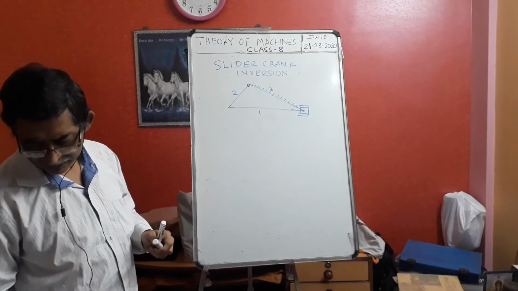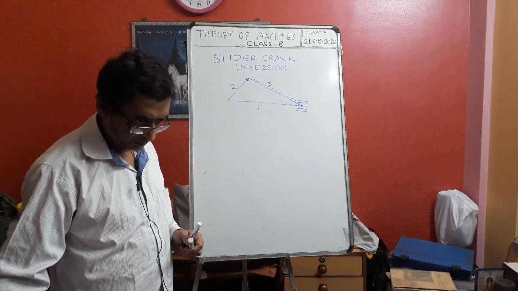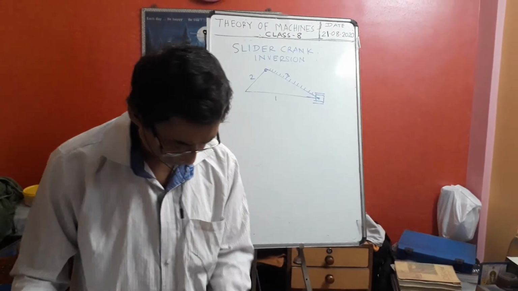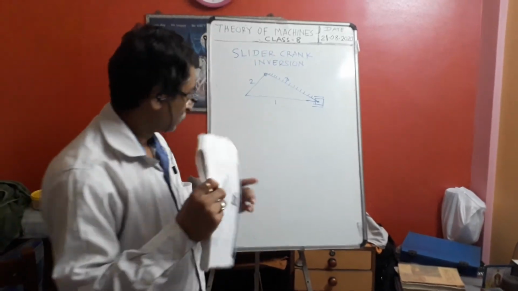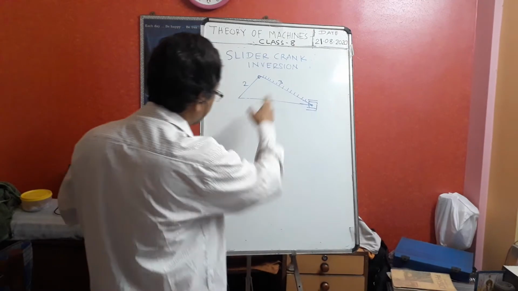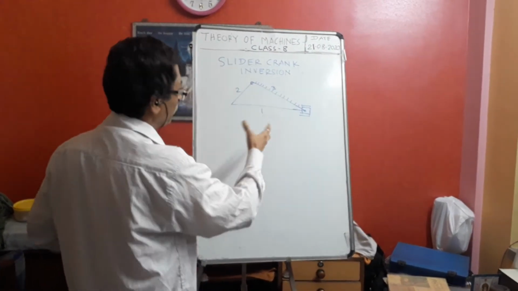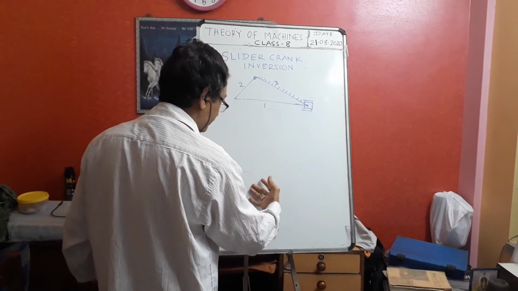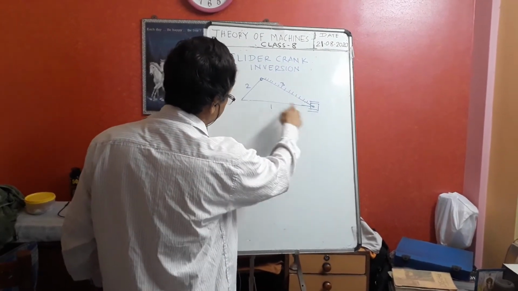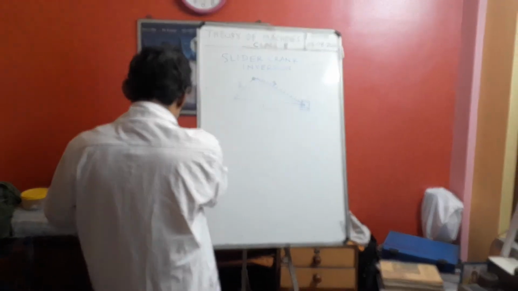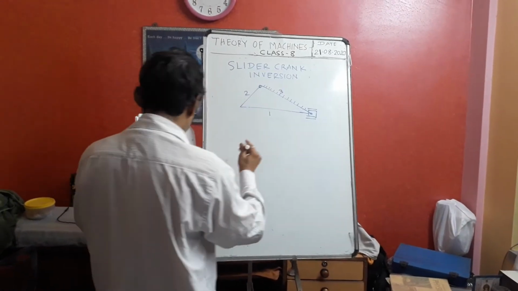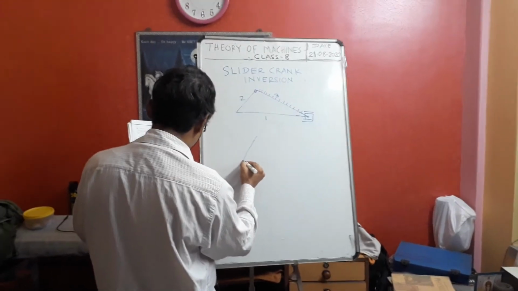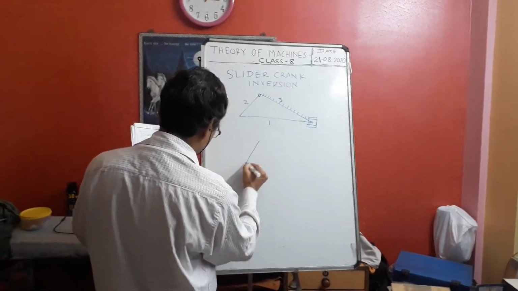Then what type of engines will I get? This time I am fixing link 3. Because I have to do some modification, then I will get some mechanisms. But basically I will now fix link number 3. Now let me draw one diagram. One engine I am drawing. Then you tell me.